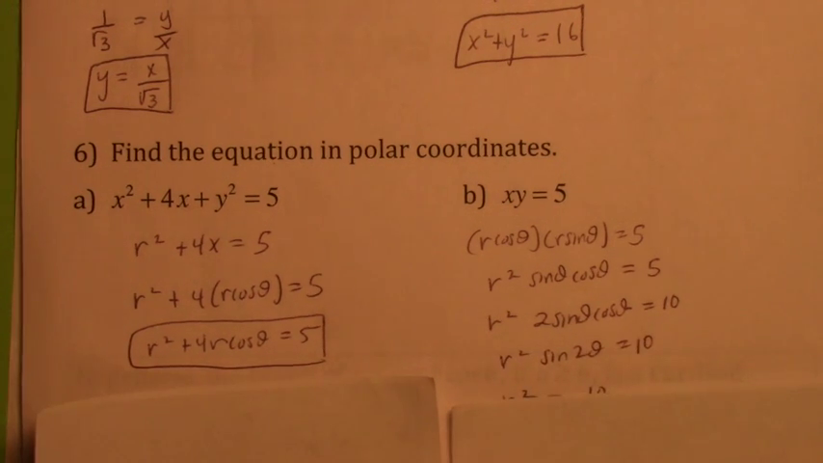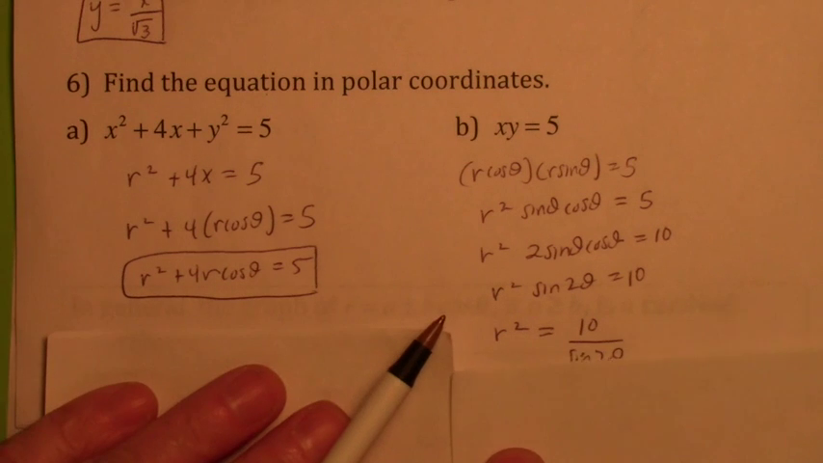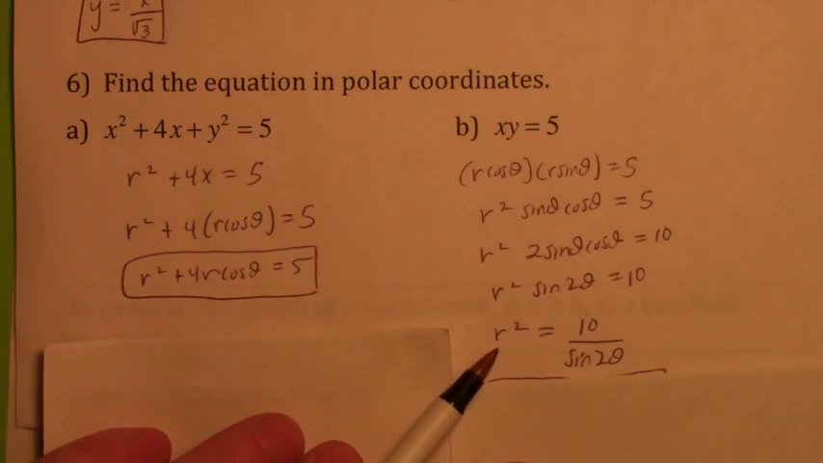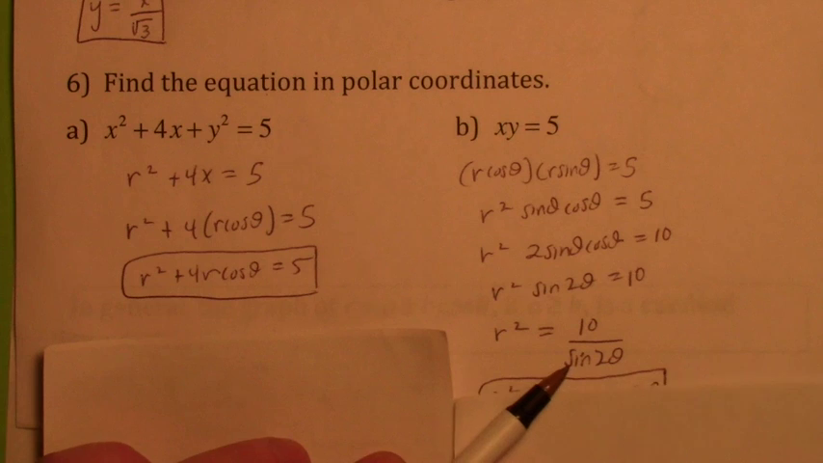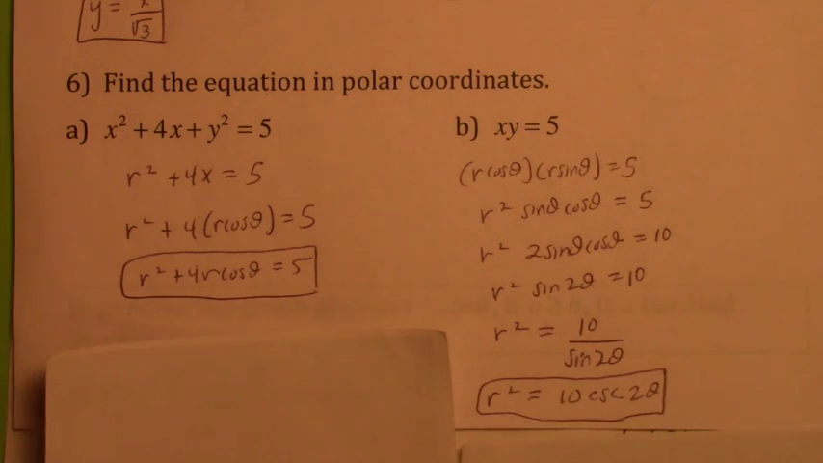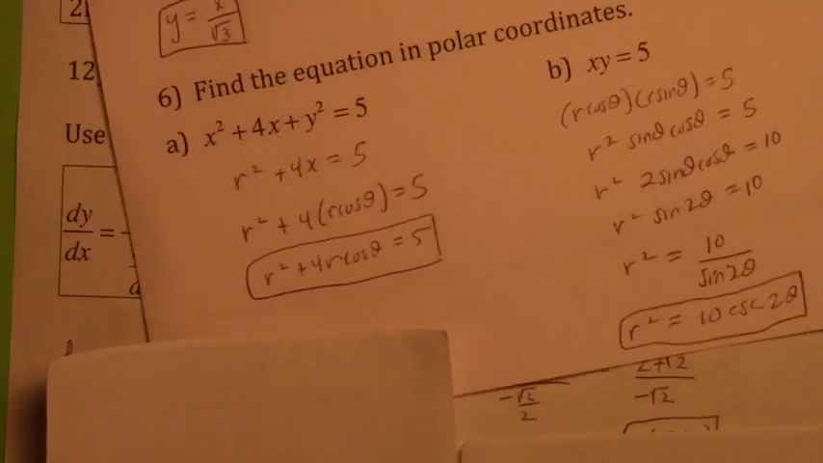Then you could divide both sides by sine 2 theta and get this: r squared equals 10 over sine 2 theta, which could be written as 10 cosecant 2 theta. So that would be a slick way to do it.